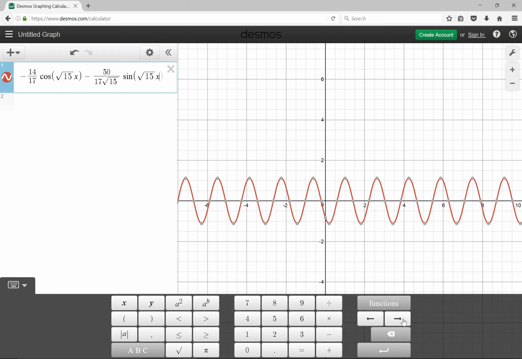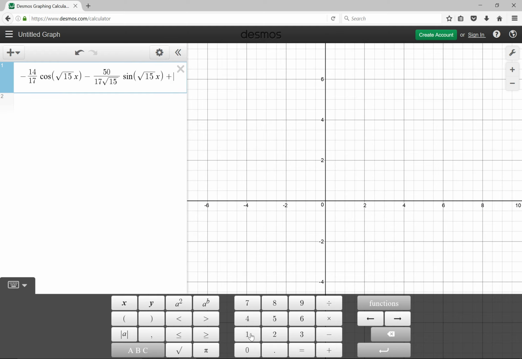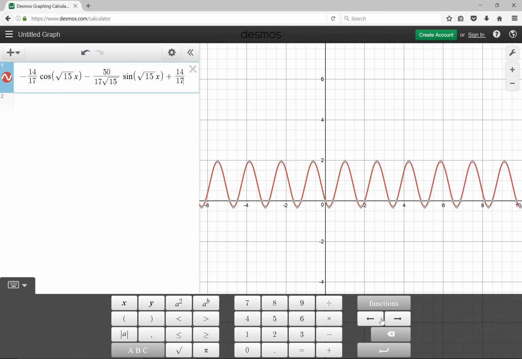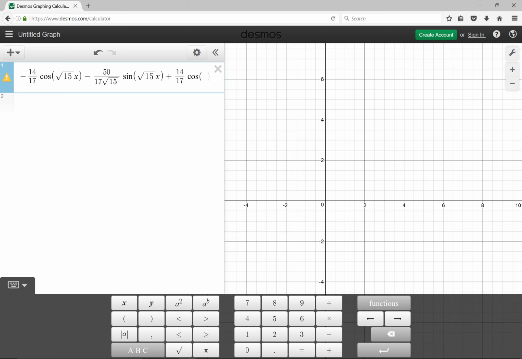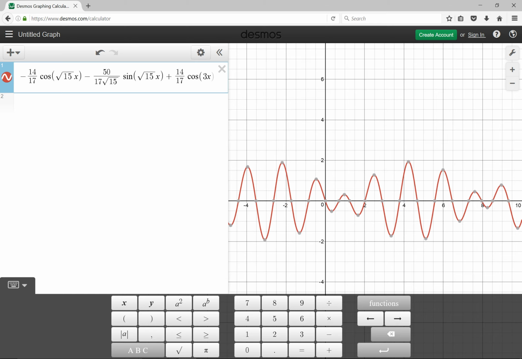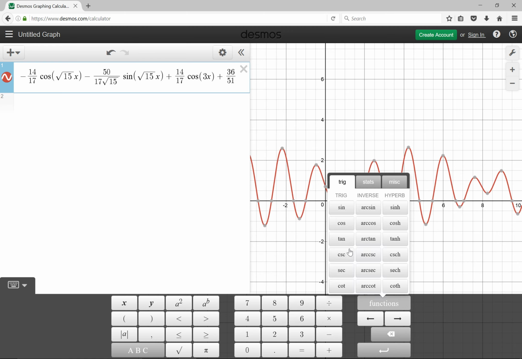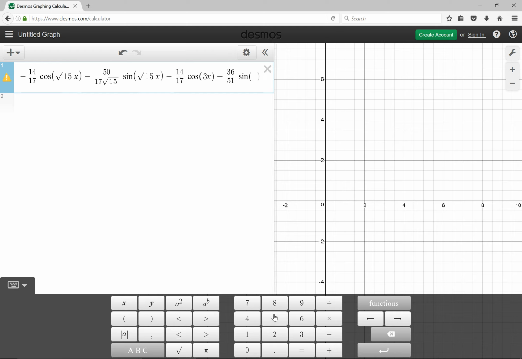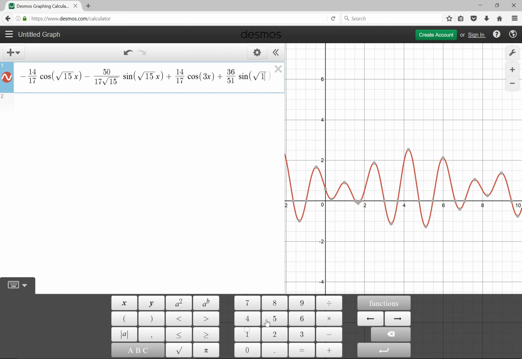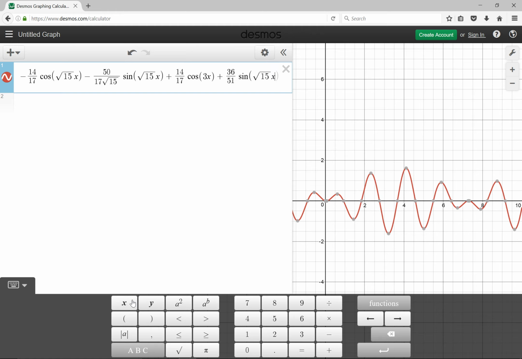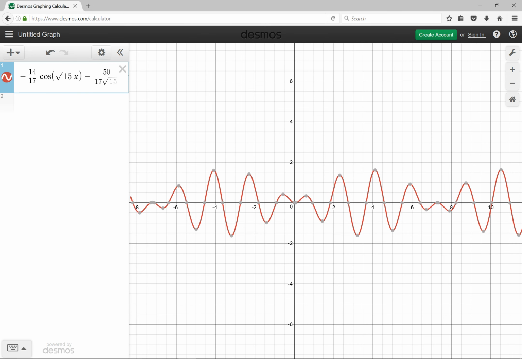x and then plus 14/17 cosine 3t and then plus 36 divided by 51 sine of square root of 15 x. Nice. Now, notice how we have a beat frequency going on. Do you see it? That's pretty cool. That's a pretty neat little beat frequency we got happening.